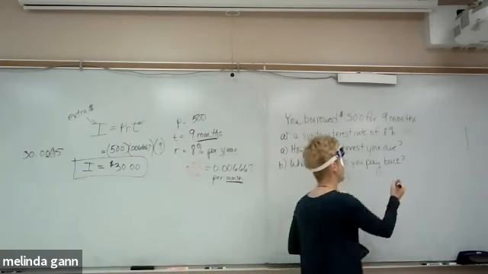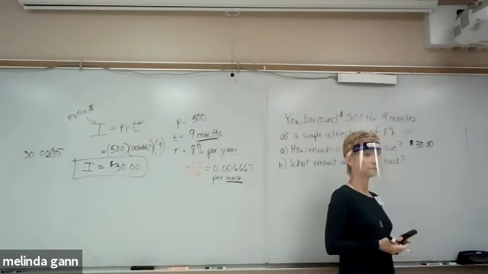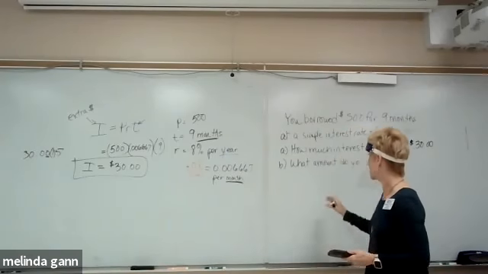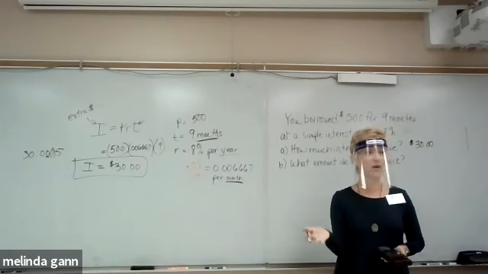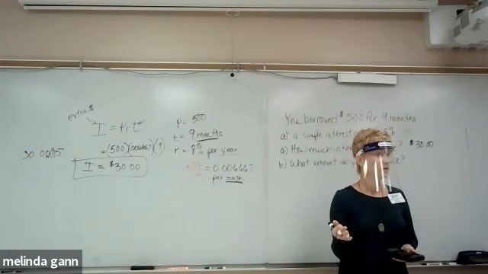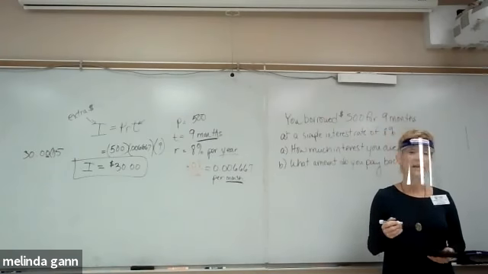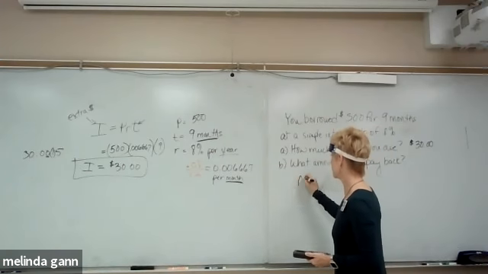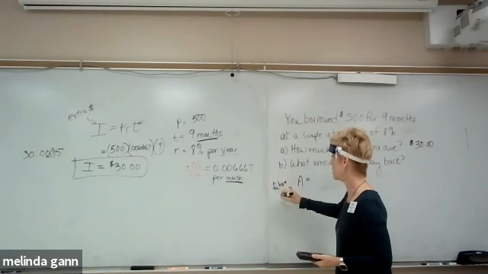How much interest do you owe? I owe $30. Okay? Now, B says, what amount do you pay back? Do you just pay them back $30? No, what's my total amount gonna be? $530. Now, what we're gonna use for future amount is an A. So we're gonna let A stand for the future amount.